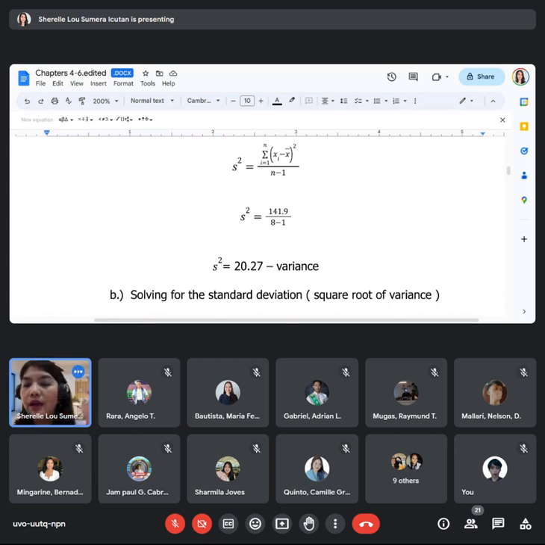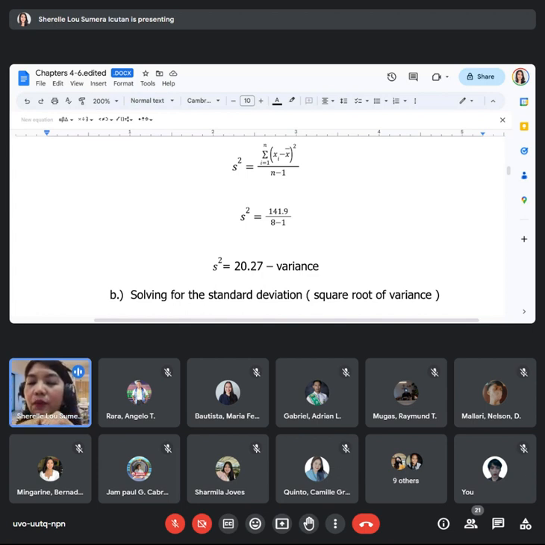Nasundan nyo? So, for example, you have your ungrouped data. All you have to do is to get the mean first, and then you subtract it with your individual data. Subtract mo. If you get the absolute value for each of the differences and you add it, then you'll have the MAD, di ba? Gawin mo yun sa numerator and then over n.